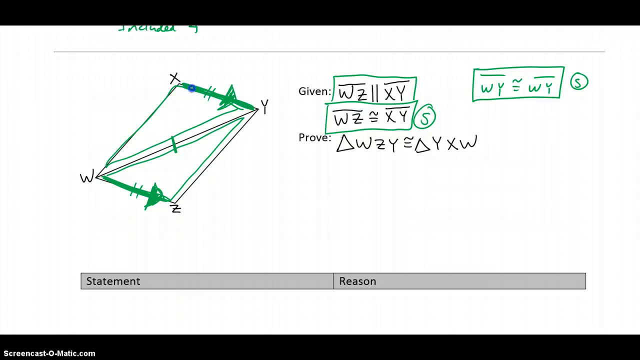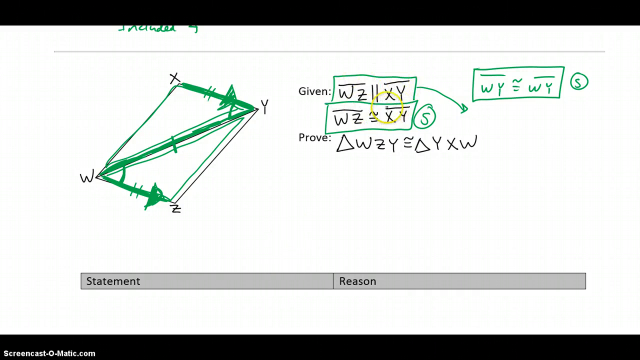Now here's the trick for this proof. Parallel lines do not mean that the lines are congruent. The reason that these lines are congruent is because I'm given that. These parallel lines actually tell me about angles. And the angles that are congruent, because these lines are parallel, are the angles created by this Z. The angles created by this Z are this angle right here and this angle right here. Now these two angles are alternate interior angles, and they're alternate interior angles between parallel lines, so they're congruent by the alternate interior angles theorem.